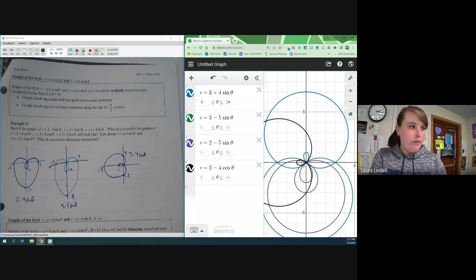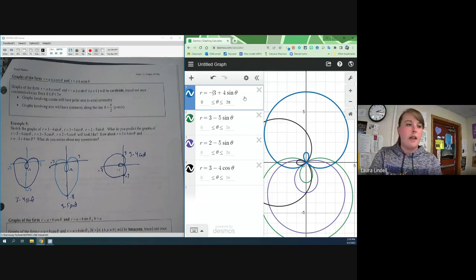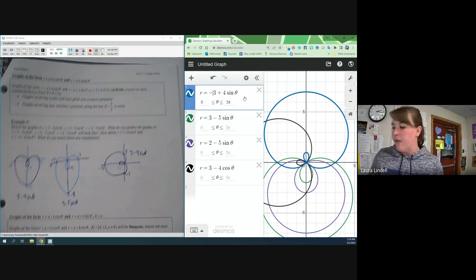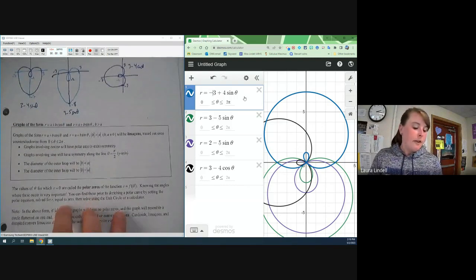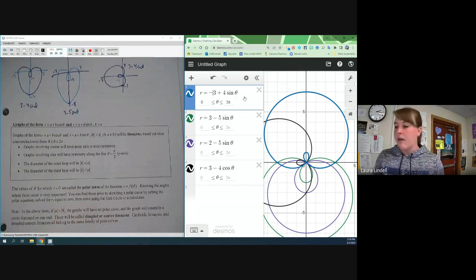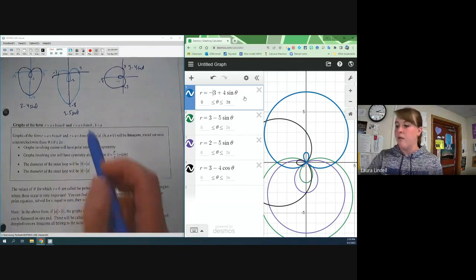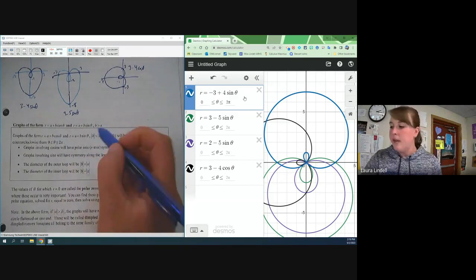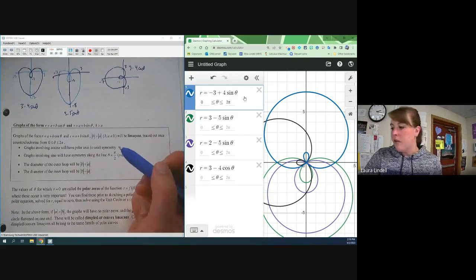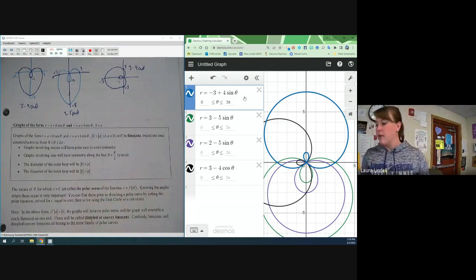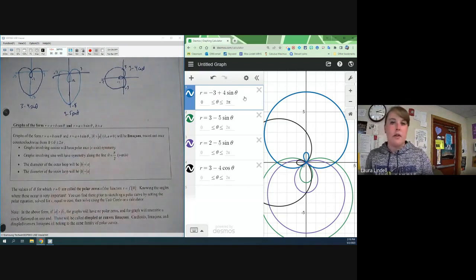Or -3 plus 4 sine theta. The same thing that happened with the cardioid when we changed this from a positive to a negative. Nothing. All right. So this is yet another family of functions. They all look like this with their little loop in the middle. These are called limaçons, with the funny French C thing. So graphs where we have a plus b cosine theta or a plus b sine theta, where b is greater than a, are all going to be called limaçons. They are traced out once counterclockwise from 0 to 2 pi. So that's how long it takes to trace it out.